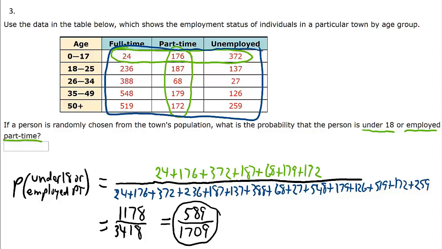3,418. That happens to reduce to 589 over 1709, but WebAssign really doesn't mind if you don't reduce that fraction. So you could put in 1178 over 3418 and get the right answer. What you can't do is change it to a decimal and give an approximation unless they ask you to do it that way.